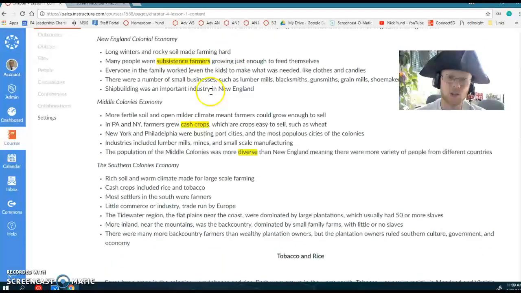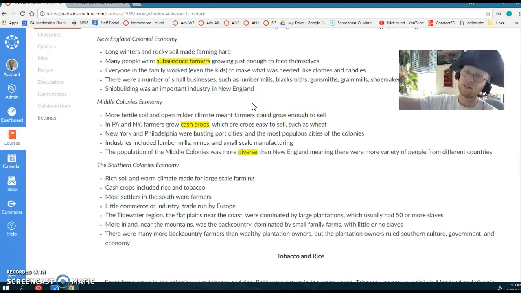Move down to the middle colonies, your New York, your Pennsylvania, New Jersey, places like that. More fertile soil and a little bit milder climate meant farmers could grow enough to actually sell. In Pennsylvania and New York in particular, farmers grew cash crops, which were pretty much crops that were easy to sell, like wheat. New York and Philadelphia were bustling port cities and the most populous cities in the colonies. Industries, including lumber mills, mines, and small-scale manufacturing were around, and the population of the middle colonies was more diverse than that of New England.